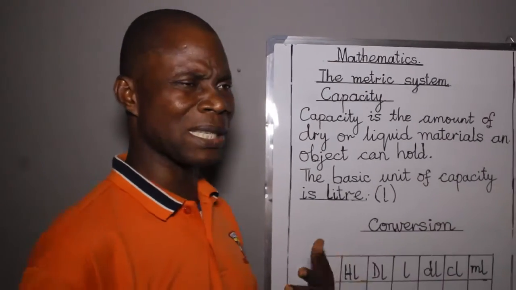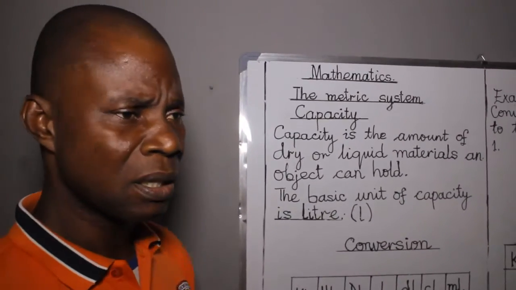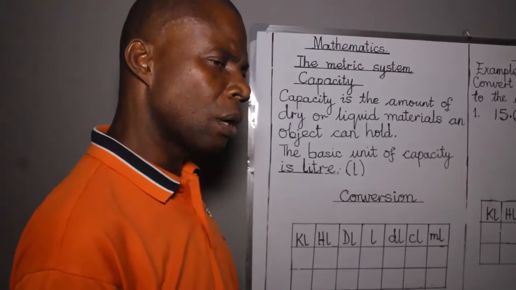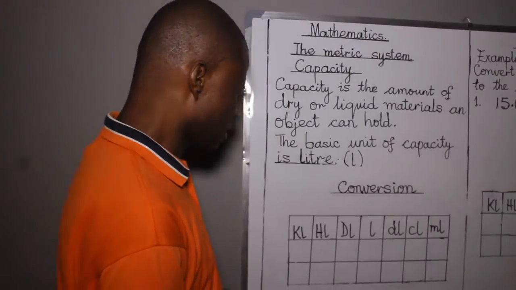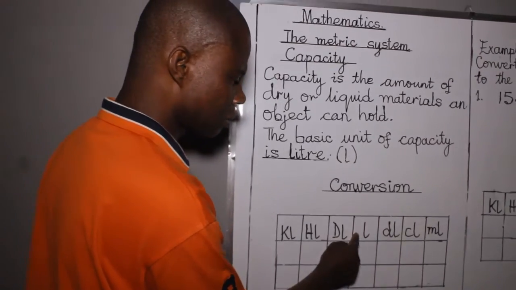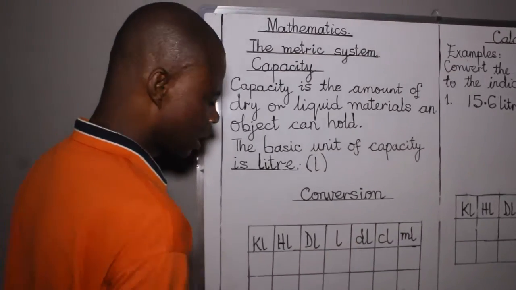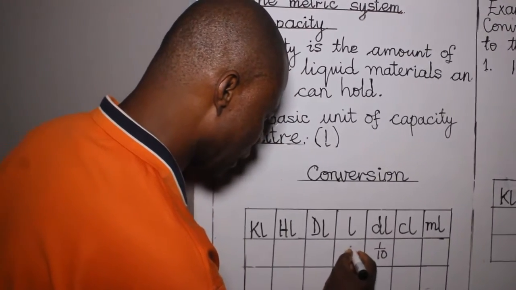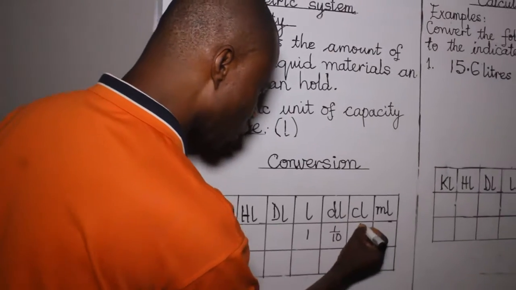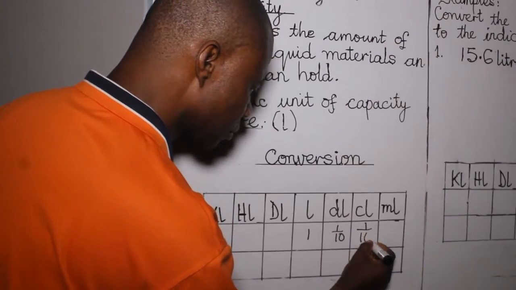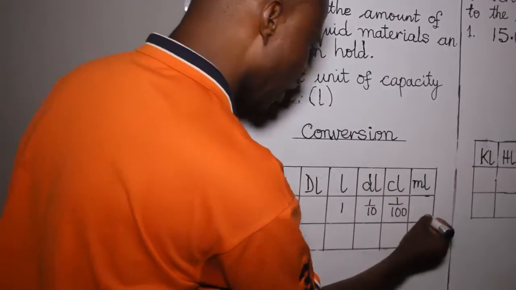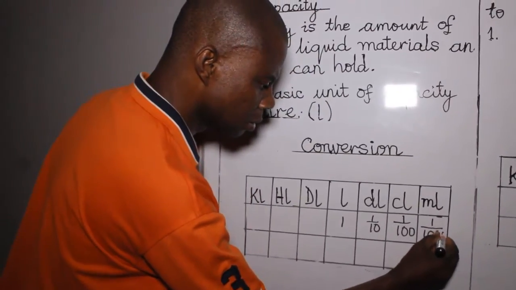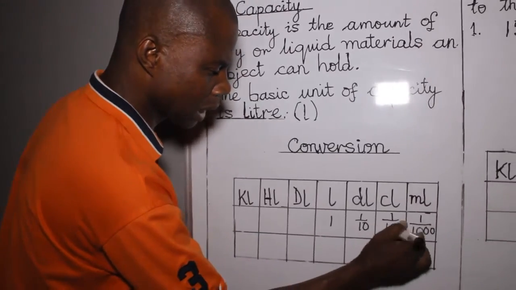How do we convert? Because our major concern here is how to convert units of capacity from one to another without any stress. We have, for instance, here a whole number. We have here the first decimal number, and that gives us 1/10. This is 1. When it comes here, it becomes 1/100. When it gets to milliliter, it becomes 1/1000.